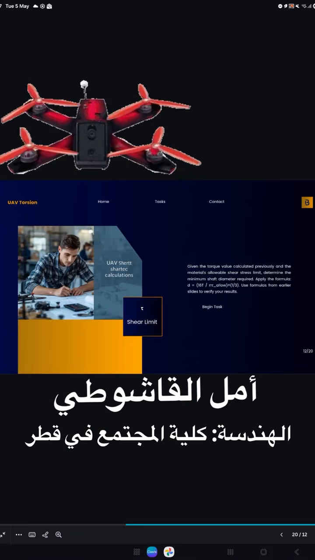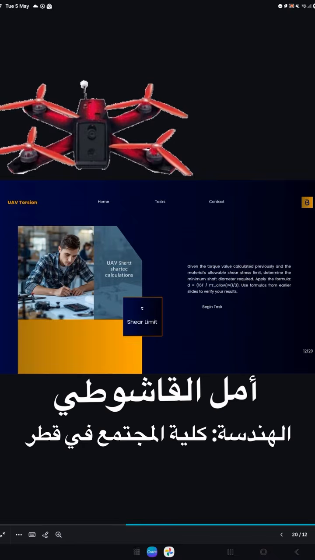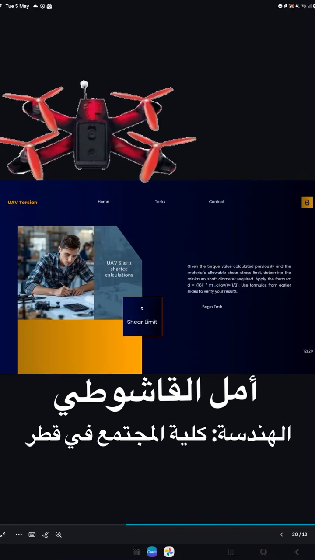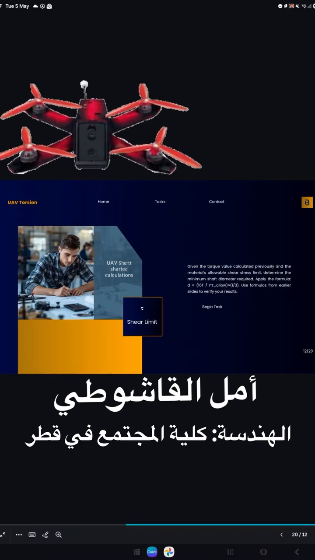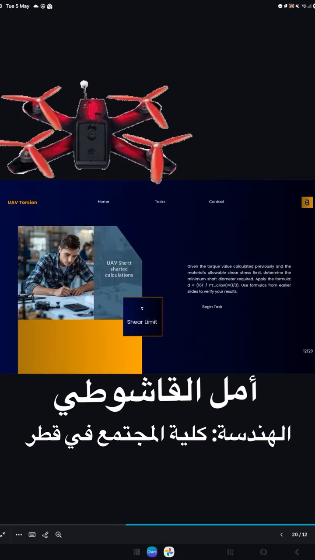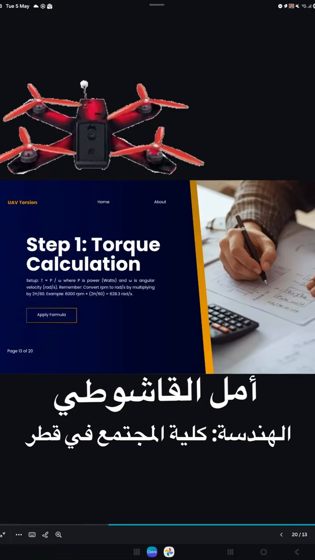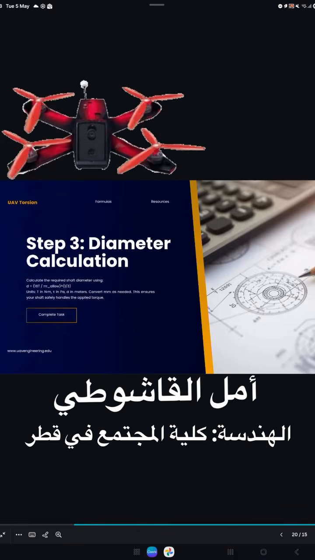Given the torque value calculated previously and the material's allowable shear stress limit, determine the minimum shaft diameter required. Apply the formula for D. Use the formula from earlier slides to verify your results. And then these are some calculations.